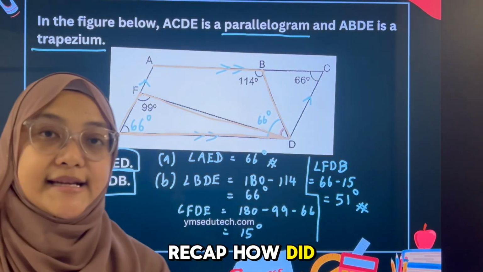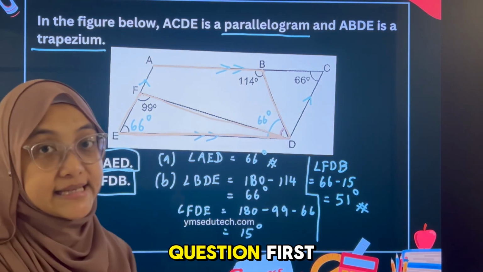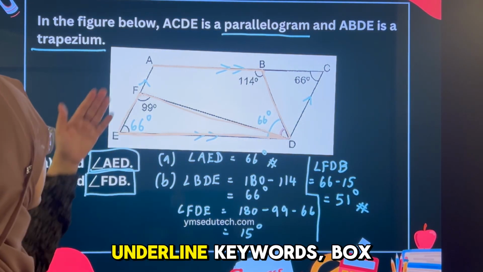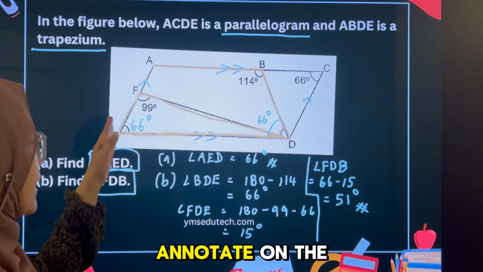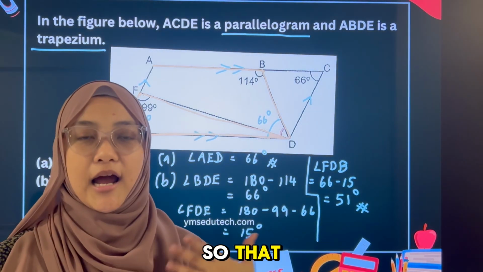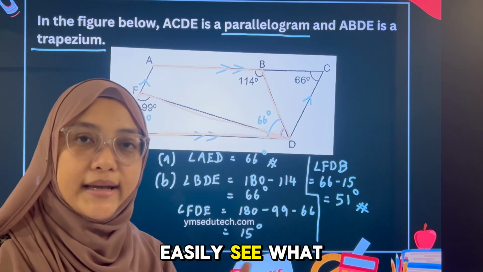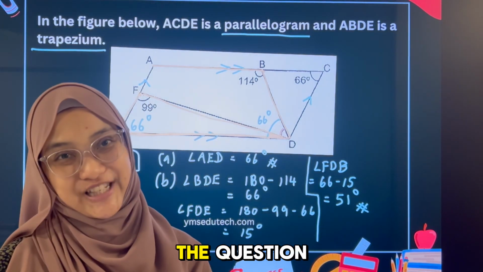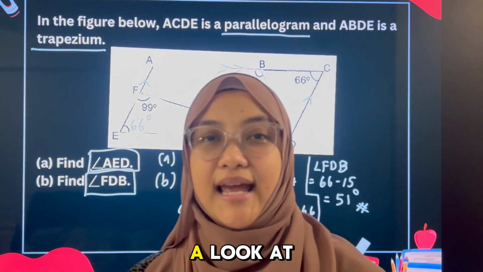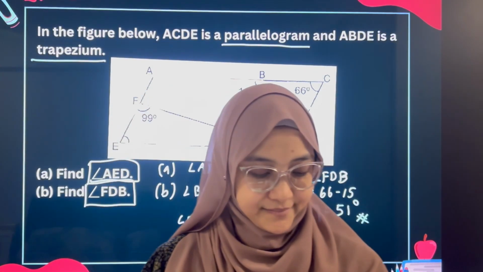Recap, how did I solve the geometry question? First, read the question carefully, underline keywords, box out the question. Next, annotate on the diagram so that our mind can easily see what kind of properties we can use in order for us to solve the question. Now let's take a look at the second question.